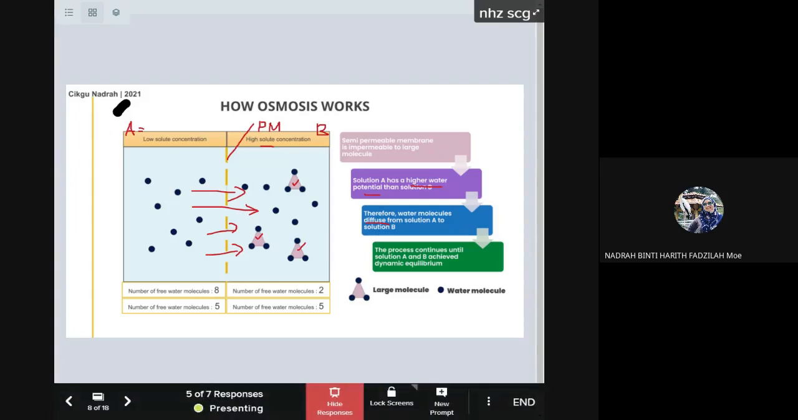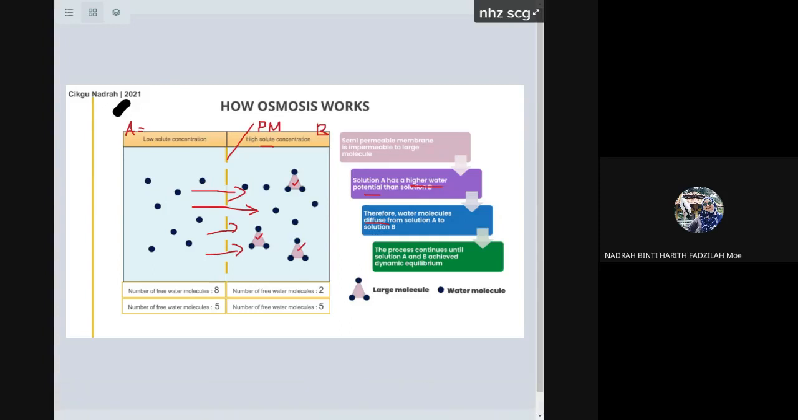Sebenarnya gambar ni dia ada animated version. Saya akan bagi animated version punya ya. Sekejap. There is an animated version here, but there is something wrong with this particular slide yang menyebabkan dia tak ada pula. Okay, tak apa. Nanti saya hantar. I think I have shared it. Do I have it here? Oh, tak ada pula. Nanti saya check balik, saya akan share semula ya.